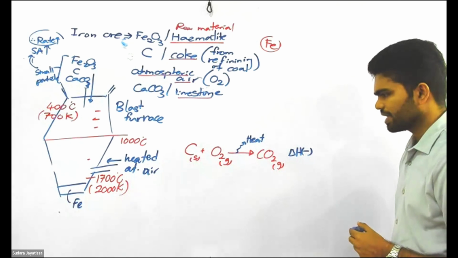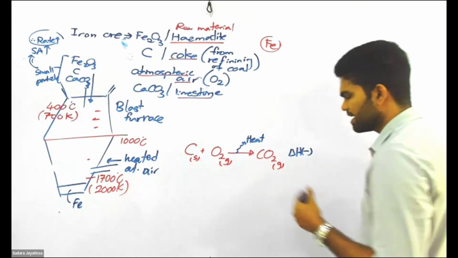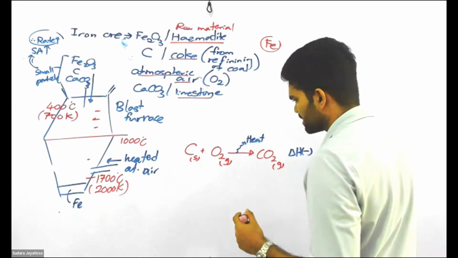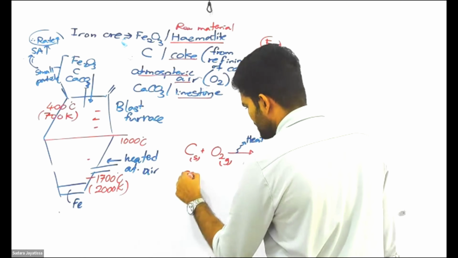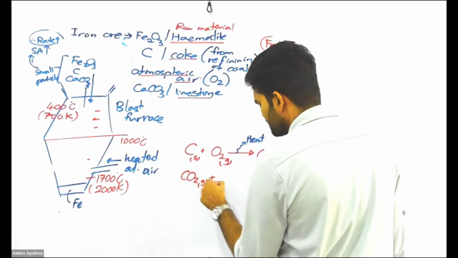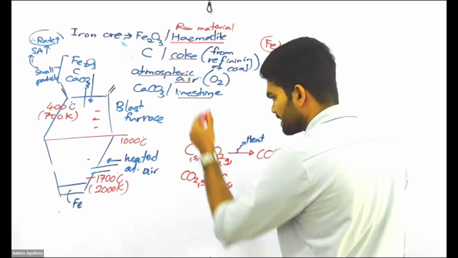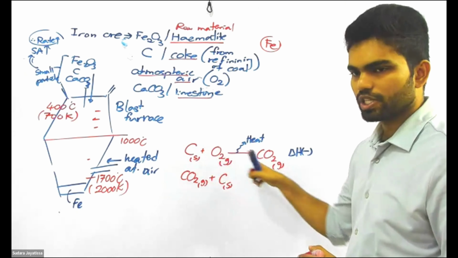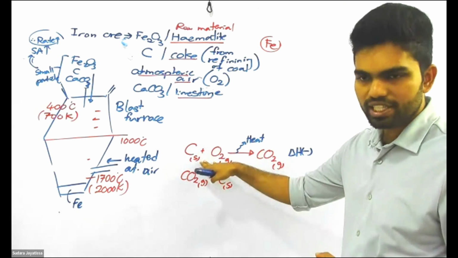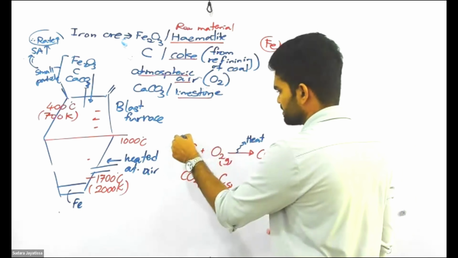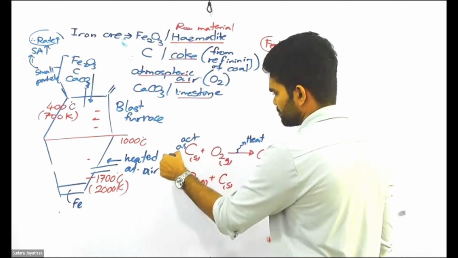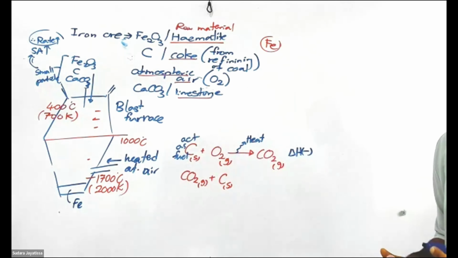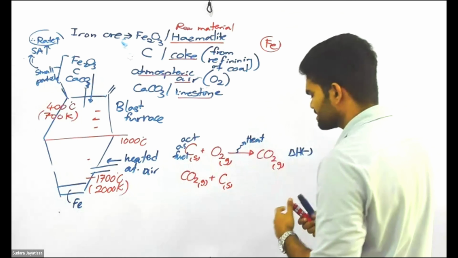Okay, delta H is negative for this reaction. Now if you think about this further, this is the interesting part. The carbon dioxide formed can react with coke again, because you are adding coke from the top. Part of that coke is reacting with oxygen to give carbon dioxide and act as the fuel. And another part of that coke is doing this reaction.